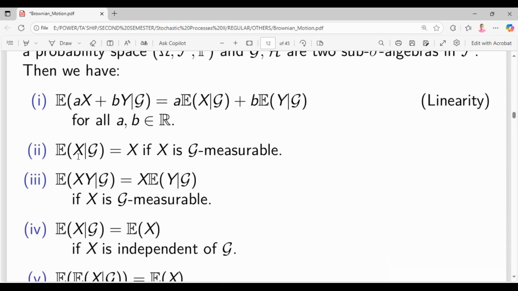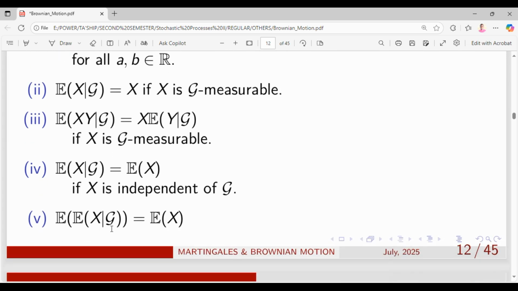So we say that the expected value of X given G should be equal to X if and only if X is G measurable. Then the expected value of XY given G should be equal to X times the expected value of Y given G if X is G measurable. If X is G measurable, it means that G has the necessary information to predict the randomness in X but not that of Y. For Y, we have insufficient information. We have not much information to talk about the relationship for now. If X is independent of G, then it has nothing to do with G.